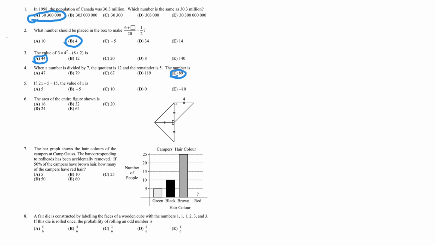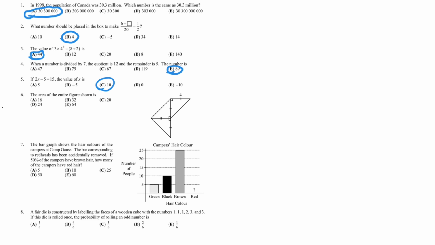Number 5, if 2x minus 5 is 15, the value of x is... 2x minus 5 is 15. Move the 5 to the other side of the equation. 2x equals, when we move to the other side, we change the number sign, 15 plus 5. That's 20. Divide both sides of the equation by 2. X is 10. Therefore, the answer is C.